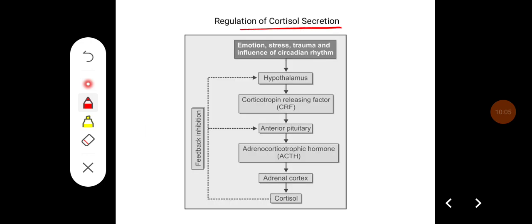And this is how cortisol production is regulated. It is mainly by the negative feedback mechanism. When the hypothalamus produces releasing factors, it acts on the anterior pituitary to produce ACTH, and ACTH acts on the adrenal cortex to produce cortisol. And this cortisol, by negative feedback mechanism, inhibits the anterior pituitary and hypothalamus to produce less amount of cortisol.